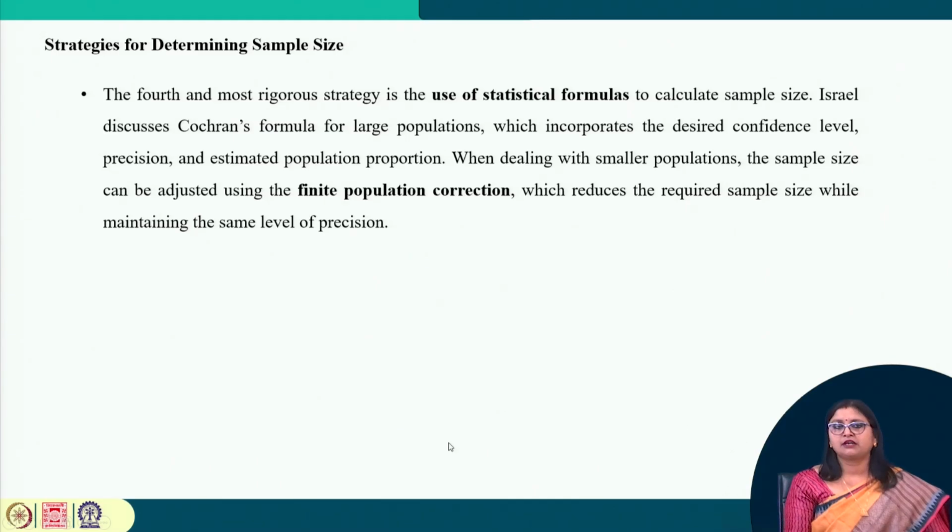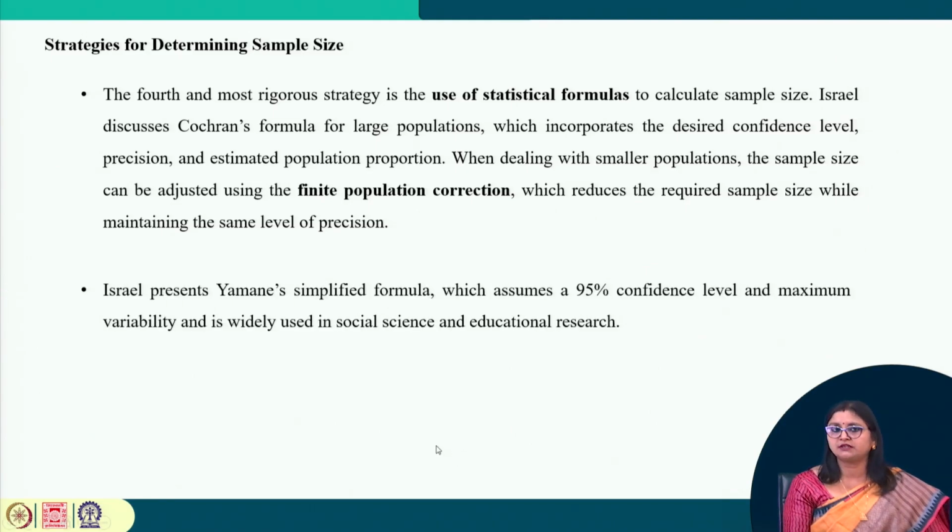So, if we are talking about the fourth point in this strategy, the rigorous strategy is to use statistical formulas to calculate the sample size. Israel discussed Cochran's formula for large populations, which incorporates the desired confidence level, precision and estimated population proportion. When dealing with smaller populations, the sample size can be adjusted using the finite population correction, which reduces the required sample size while maintaining the same level of precision.